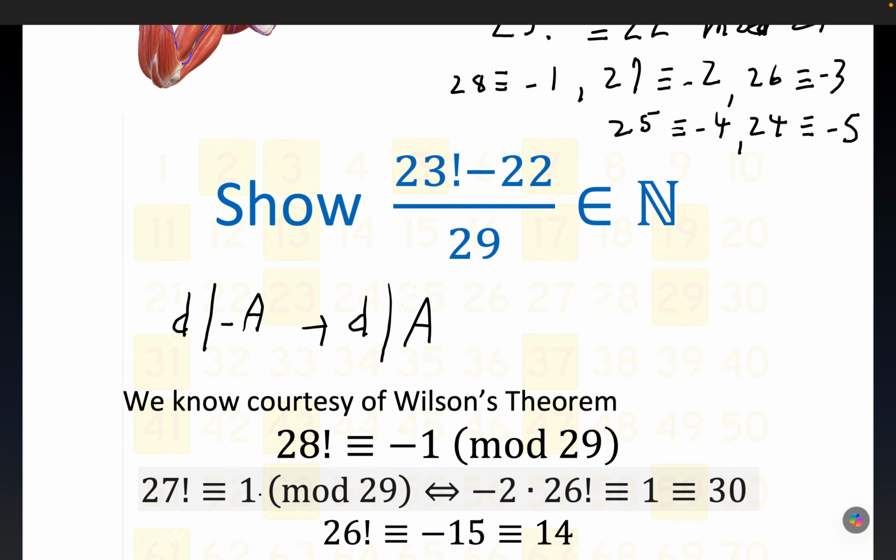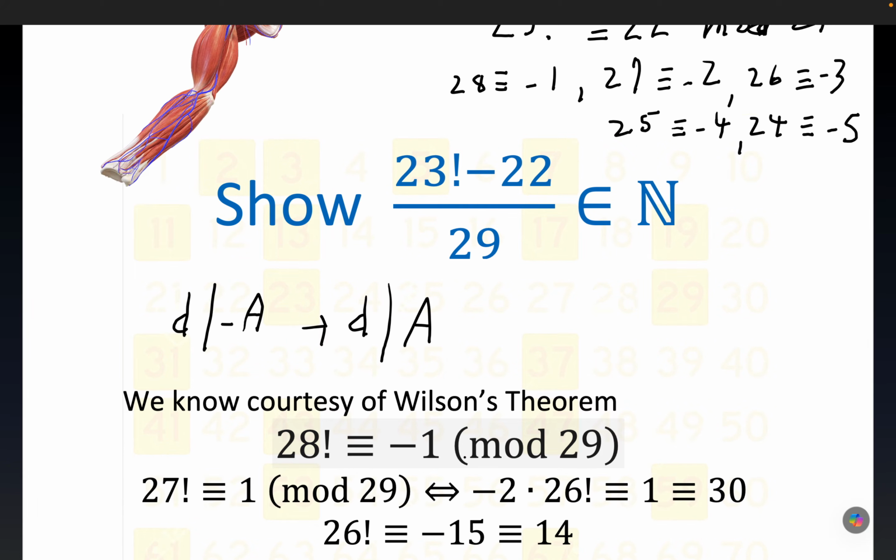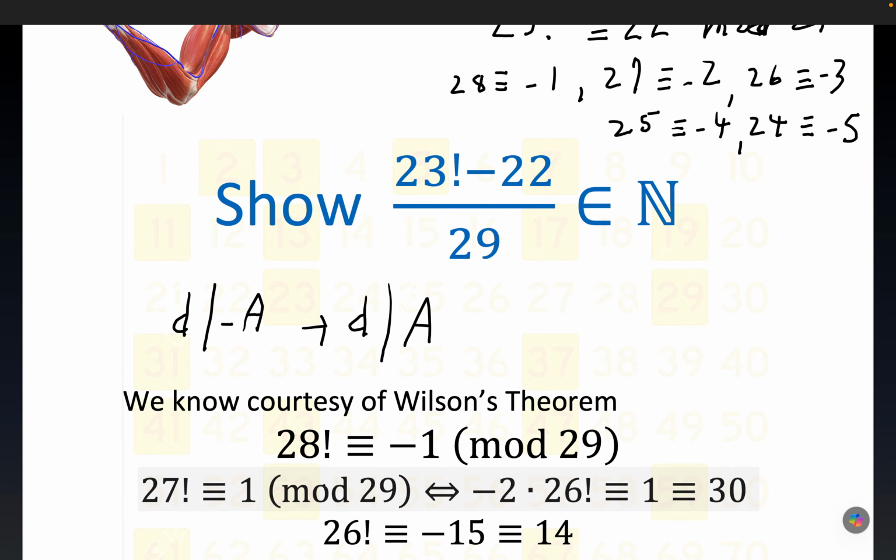Now notice right here, 27 is congruent to -2. You see right up here, we wrote that down. That's exactly what we did right here. So you got -2.